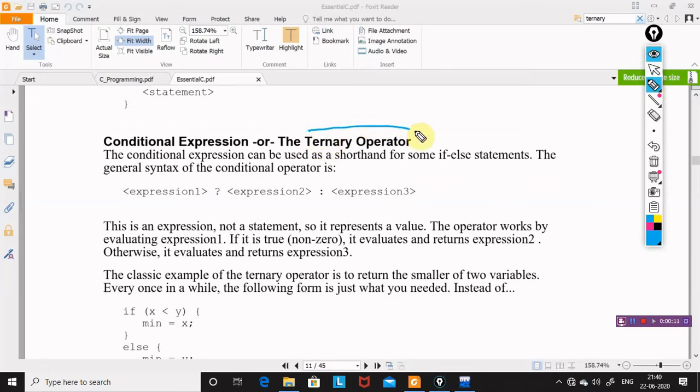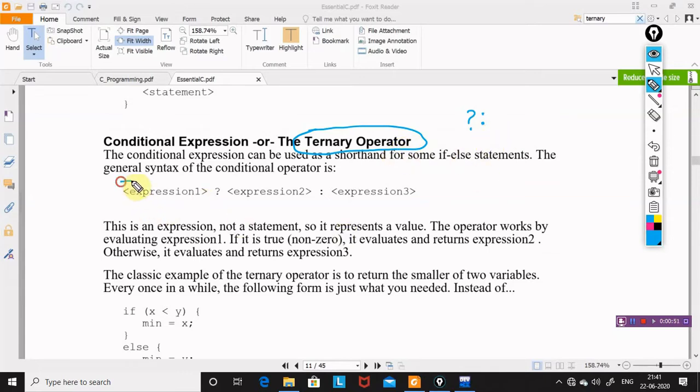Now let me highlight it for you. Note the spelling T-E-R-N-A-R-Y, ternary. This operator constitutes the symbols question mark and colon side by side, question mark followed by the colon. Now why is it called the ternary operator? Because it operates on 3 operands. You must remember that for unary operator you have only 1 operand, for binary operator you have 2 operands, and therefore for ternary operator you have 3 operands.